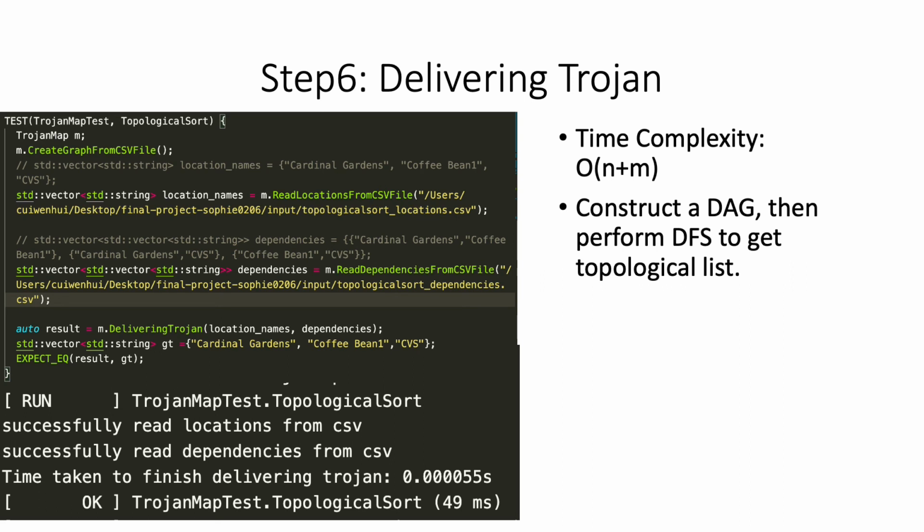And in the figure, I showed that I also successfully implemented these two functions: read locations from CSV file and read dependencies from CSV file. Because I cannot run OpenCV, I cannot plot the menu and the map. So I want to show in the test that I also successfully implemented these two functions. I can read locations and read dependencies from CSV file, and I also passed this test.